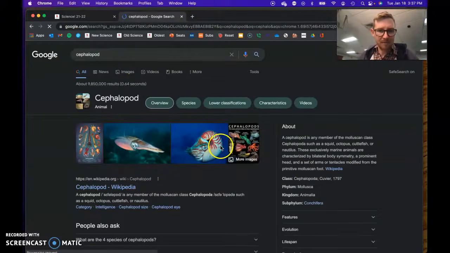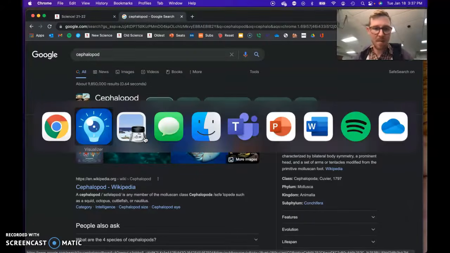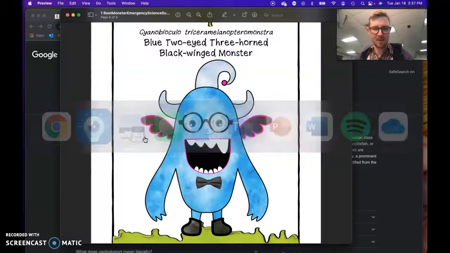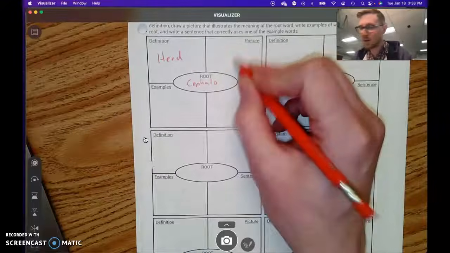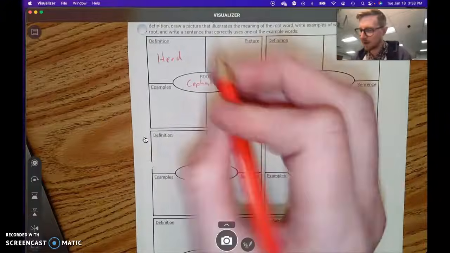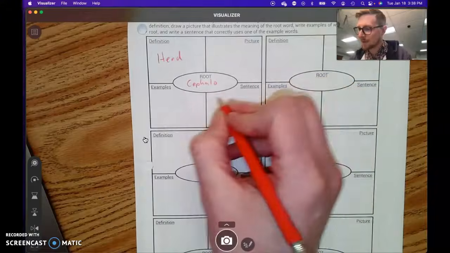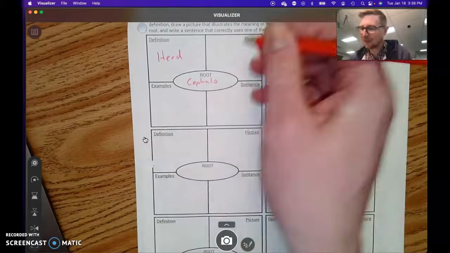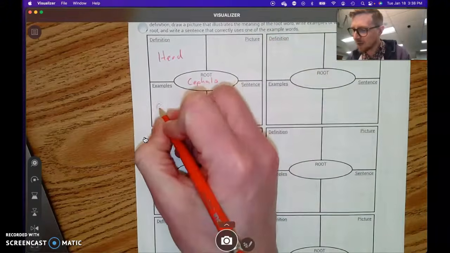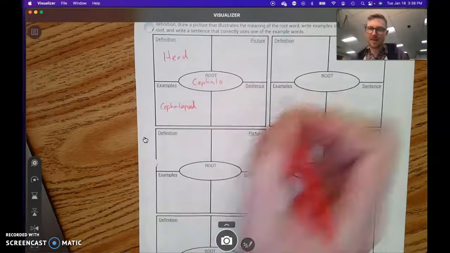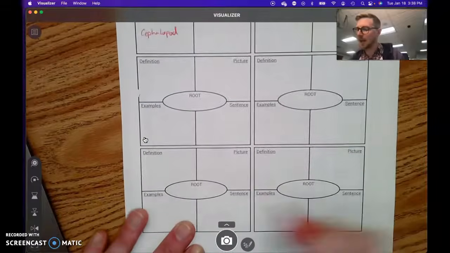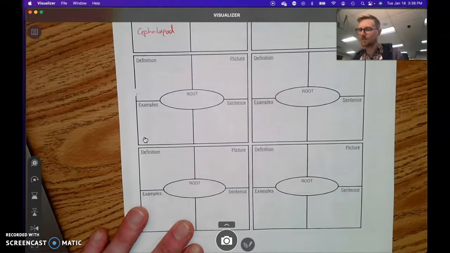is a type of animal. So we have all these different types of cephalopods. We could draw a picture of it then. Oh, where's my camera? There it is. You can draw a picture of whatever you find here or whatever. You could draw a picture of a head there, or you could draw a cephalopod. Examples would be a cephalopod, and then use it in a sentence somehow. And do that 6 times with 6 of the roots.